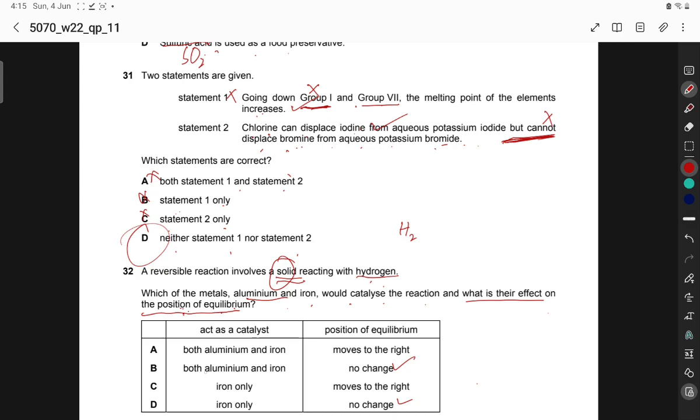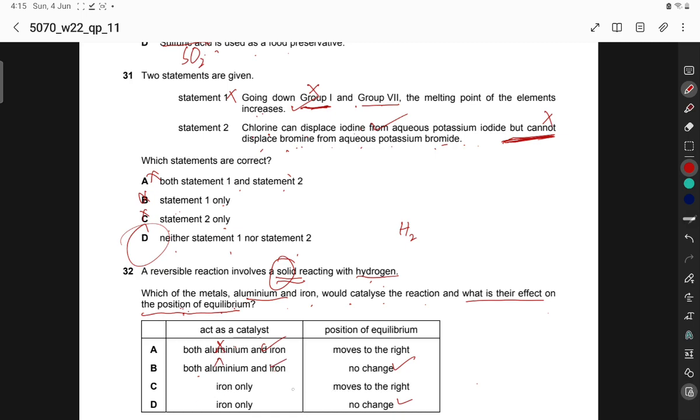So both aluminum and iron act as a catalyst. Aluminum is more reactive than iron, so aluminum cannot be reduced by using hydrogen gas. So this option is not correct.